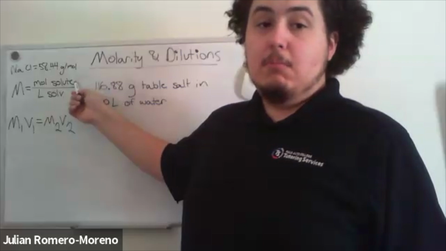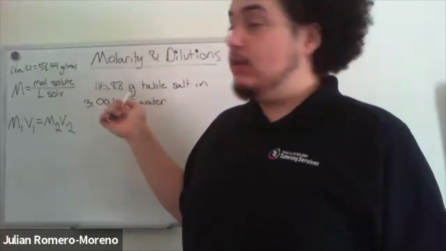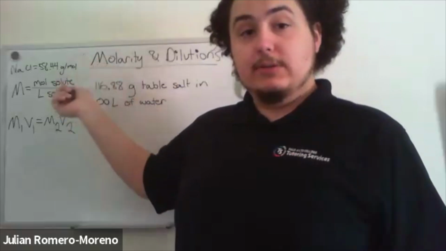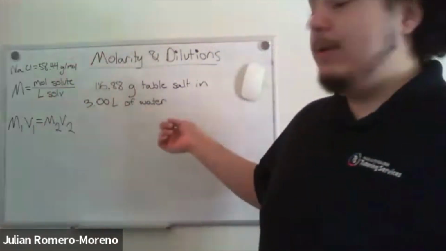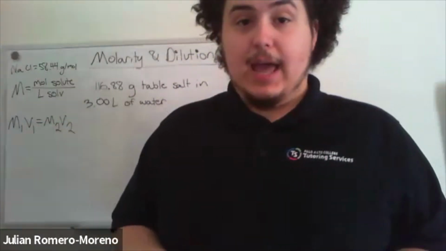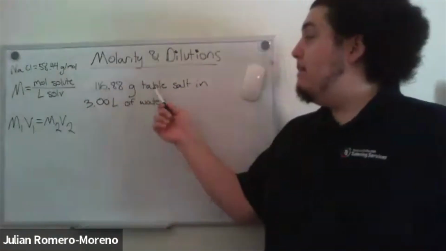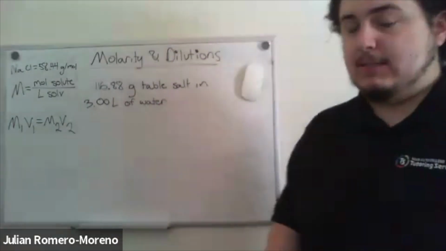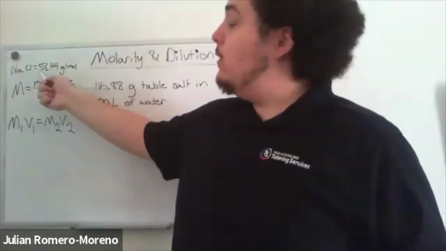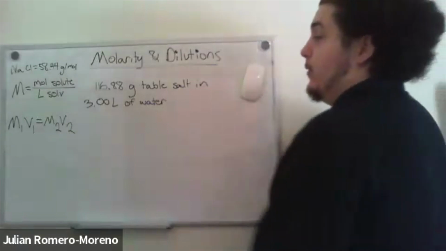Molarity is defined as moles of our solute, so in this case, moles of table salt, over our liters of solvent, which in this case would be water. So you can be given how many moles of solute there are, but oftentimes you will be given instead the mass of the solute that is mixed in, and you have to use the molar mass to turn mass into moles. So I'm going to do that real quick.